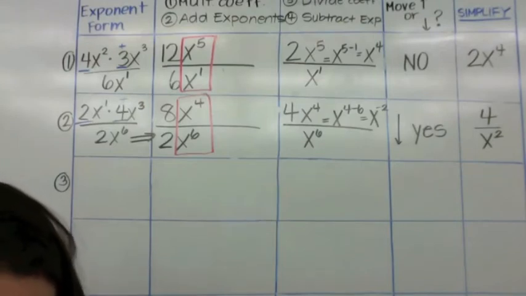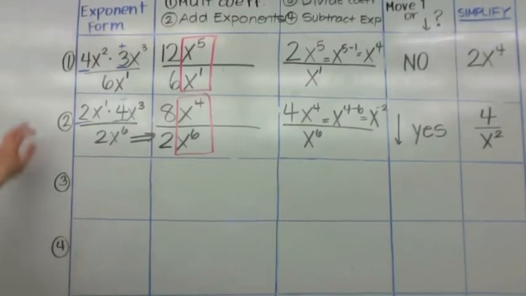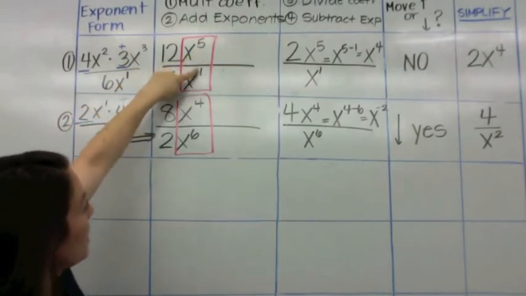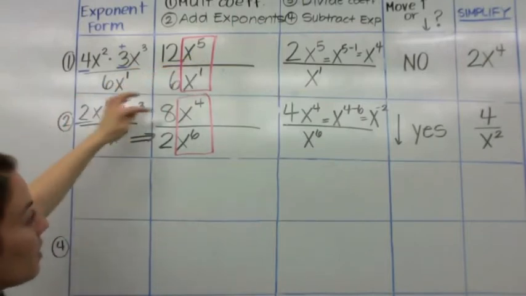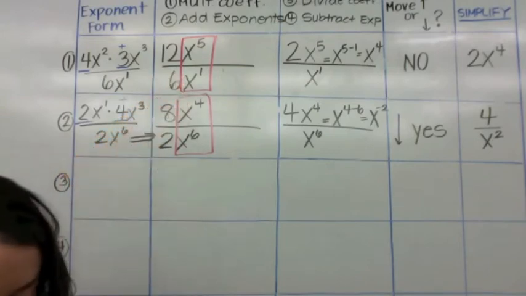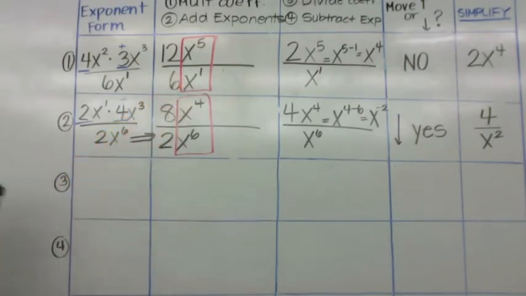Okay, let's do another example. Okay, now notice, in the first example, the top exponent is bigger than the bottom. In the second example, the top exponent is smaller than the bottom, okay? Now in the next example, we're going to have negative exponents. So we're going to try this.